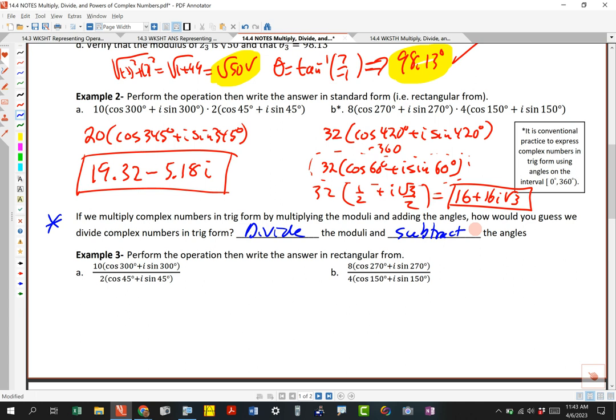Okay. So we're going to come down here and we're going to go ahead and do this. On this one, the answer would be 5, and then it's going to be cosine of, let's see, 345 minus 45. So that's going to be 255 plus i sine 255. And the great part about this is once you've done the arithmetic for one of the angles, you know it's the same for the other one. And then on this one right here, this is going to be 2, and let's see, cosine of, if we subtract, that's going to be 120, I think.